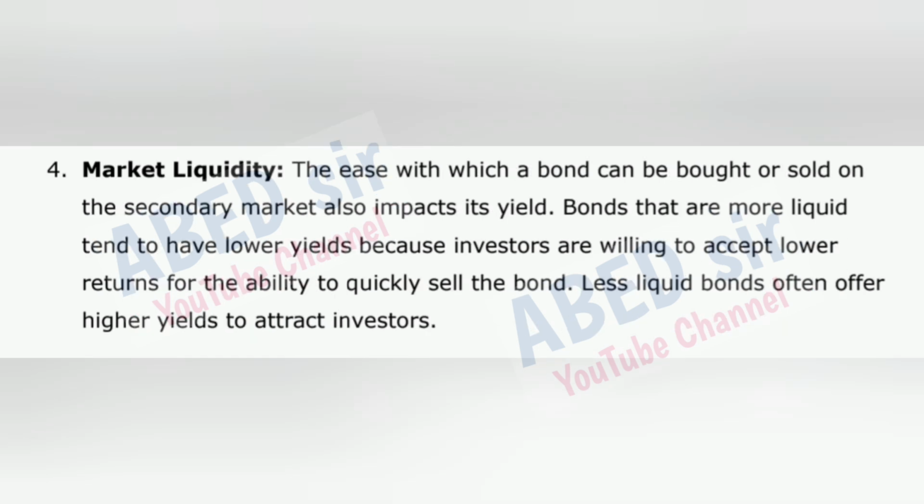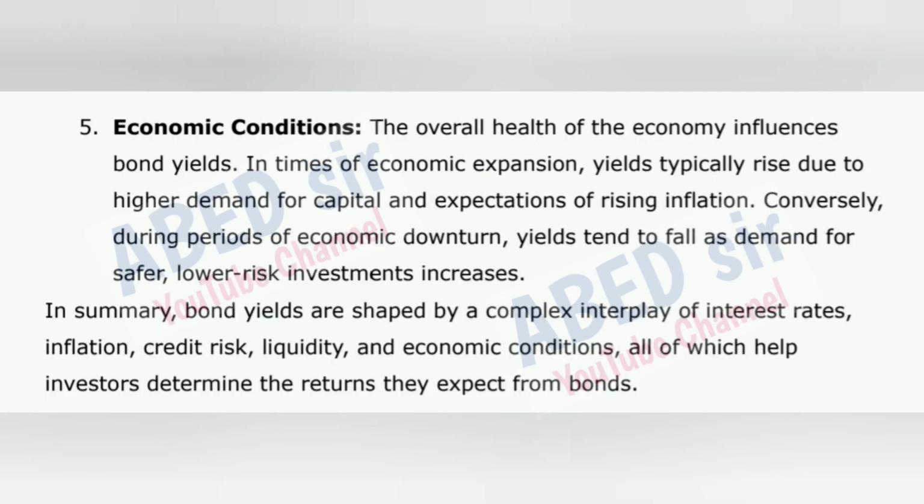4. Market liquidity. The ease with which a bond can be bought or sold on the secondary market also impacts its yield. Bonds that are more liquid tend to have lower yields because investors are willing to accept lower returns for the ability to quickly sell the bond. Less liquid bonds often offer higher yields to attract investors. 5. Economic conditions. The overall health of the economy influences bond yields.